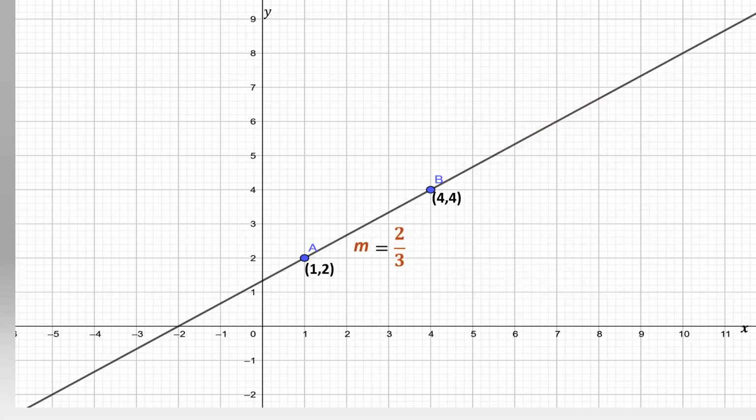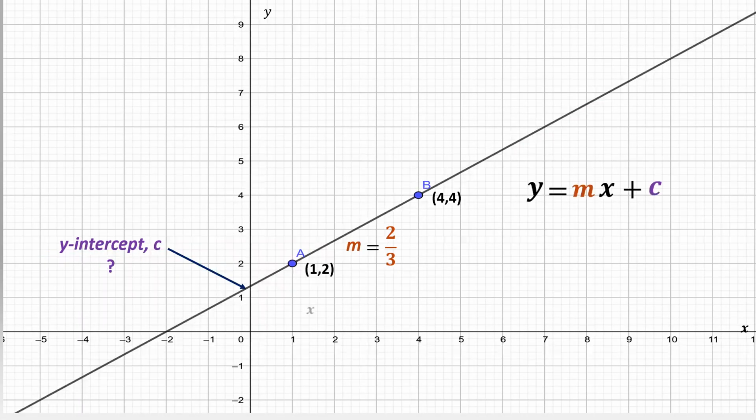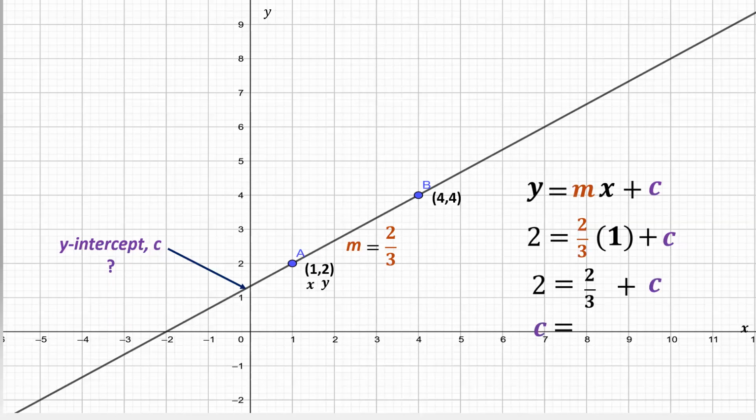We have the gradient 2/3, but the y-intercept is still unknown. In our previous example, we used the gradient and the coordinates of one point to find the value of c. Here we have 2 points, A and B. You can use any one of these two. Let us choose the point A and label the coordinates by x and y. We have the equation of the line in the form y is equal to mx plus c. We can replace the values of y, m, and x to find the value of c. In this case, c is equal to 1 1/3 or 4/3.